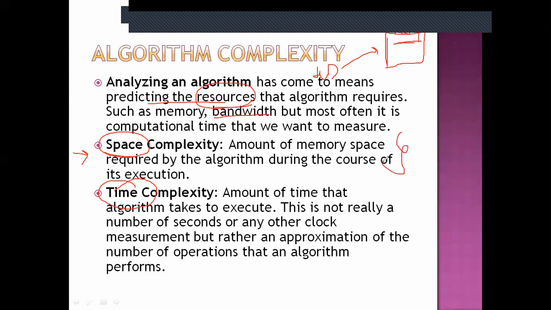Hard disk and RAM are not very costly now, the hardware is cheap. So whenever we see algorithm complexity, we talk mainly about the time complexity. Time complexity means how much time will be required by the algorithm to execute.